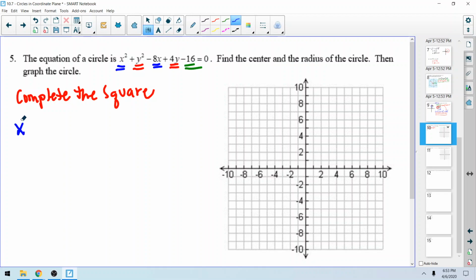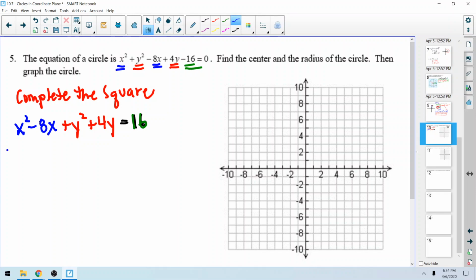X squared minus 8x, and then positive y squared, positive 4y equals, and take that number and stick it on the other side. So it's a -16, add it over, you get 16. Okay, now that we did that, we're going to start to complete the square.